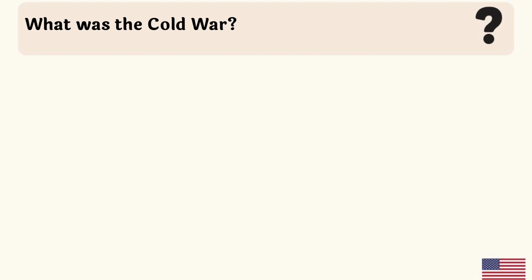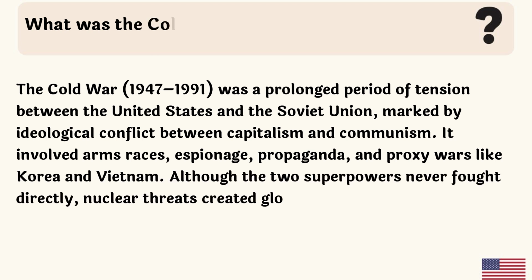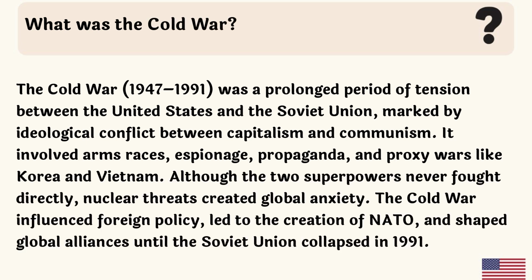What was the Cold War? The Cold War, 1947 to 1991, was a prolonged period of tension between the United States and the Soviet Union, marked by ideological conflict between capitalism and communism. It involved arms races, espionage, propaganda, and proxy wars like Korea and Vietnam.